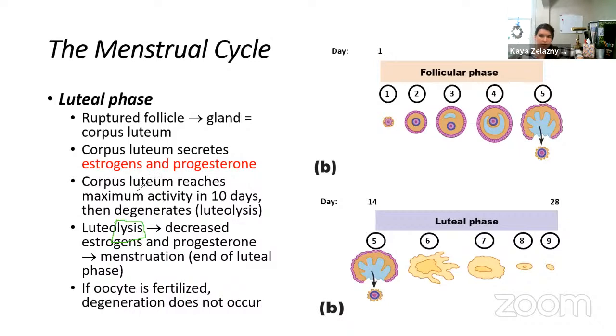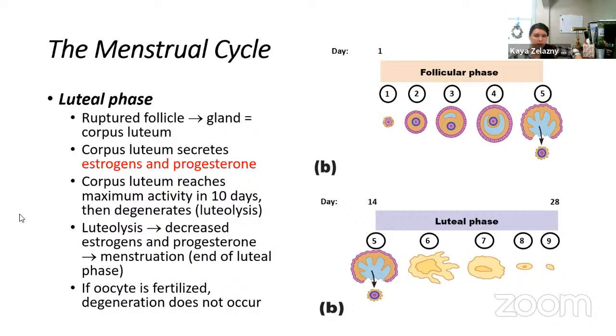When luteolysis occurs, this means that we had a spike in our estrogen and progesterone levels that went on for about 10 days. We're then going to start to see them decrease at the end of this cycle. So we're going to see a decrease in estrogens and progesterone at the end of the luteal phase, which is going to be the trigger for menstruation. When they drop low enough, that's ultimately what's going to trigger the uterus to shed its lining.